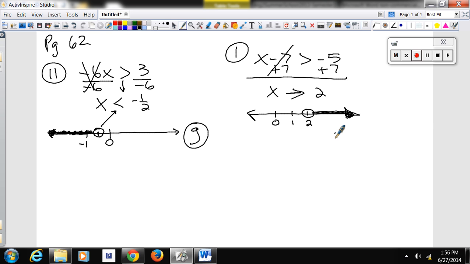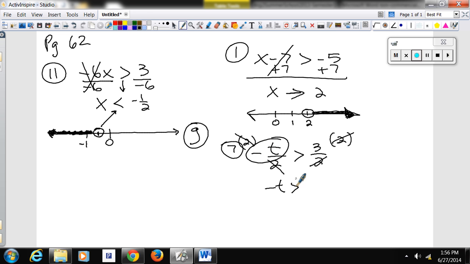Solve and then graph. I'm going to do number 7 for you on that page because it has fractions and it might be a little tough. Negative p over 2 is greater than 3 over 2. Let's multiply both sides by 2. That'll cancel these 2's, that'll cancel these 2's. I'll get negative p is greater than 3. I don't want negative p, so I need to divide by negative 1, which is going to switch that to less than. p is less than negative 3.